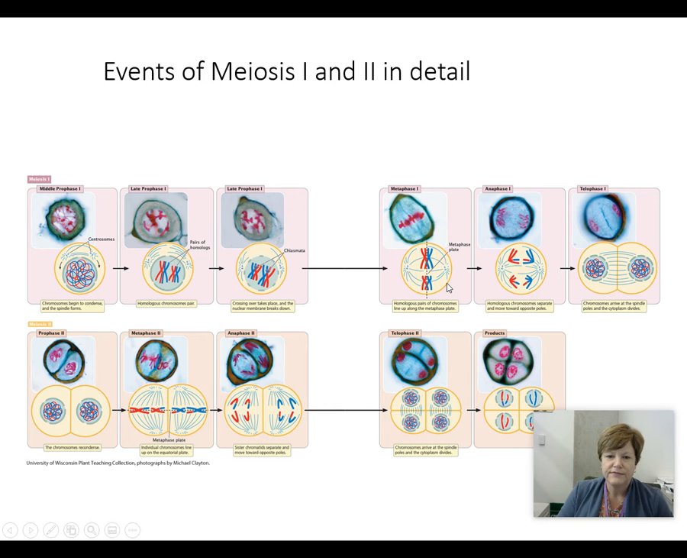But here you have 2 pairs of chromosomes lined up at the metaphase plate. And anaphase 1 separates the homologs away from each other. So one large blue and one large red get separated from each other. One medium blue and one medium red get separated from each other. And then telophase 1, each of those groups reforms into a new nucleus, and cytokinesis separates the cytoplasm.